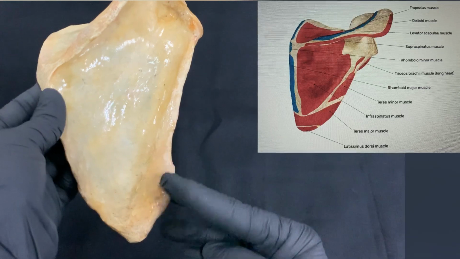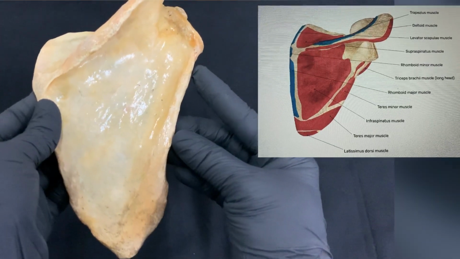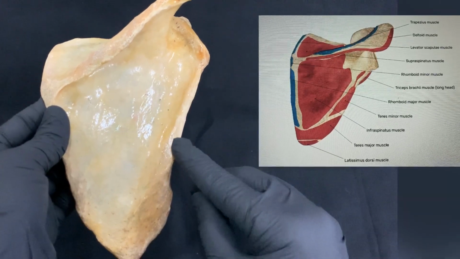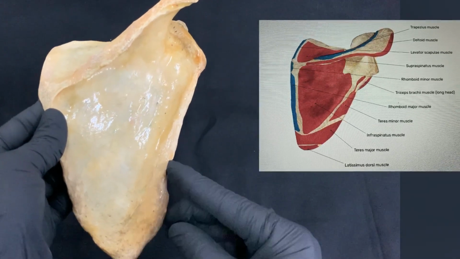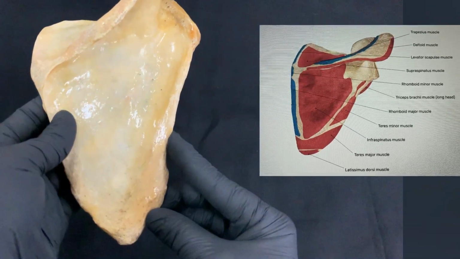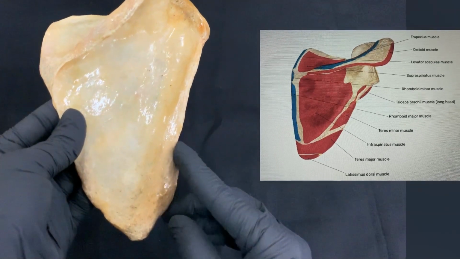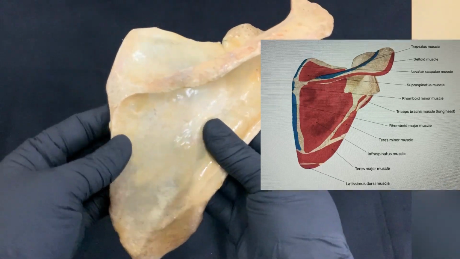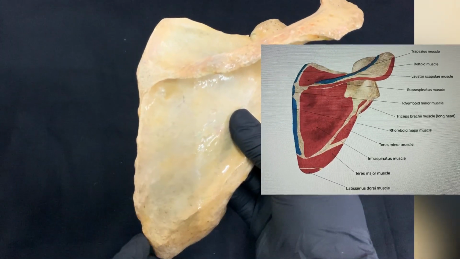Along the lateral border, the teres minor arises from the upper two-thirds on the dorsal surface of the lateral border. The teres major arises from the lower one-third on the dorsal aspect of the lateral border. Attachments along the medial border.